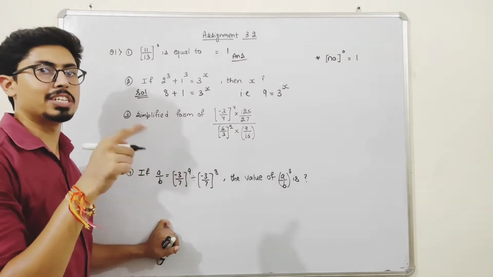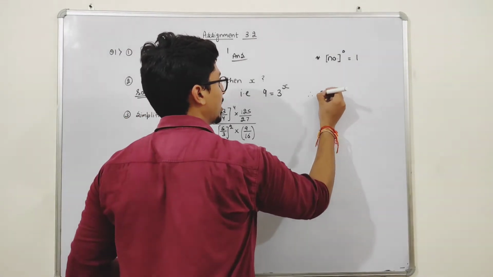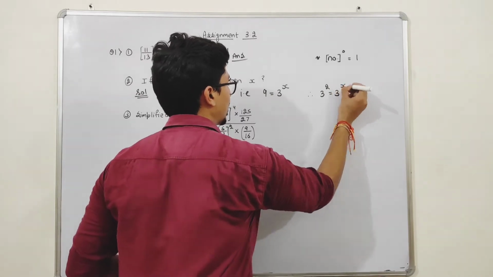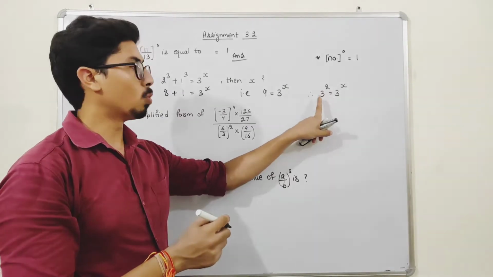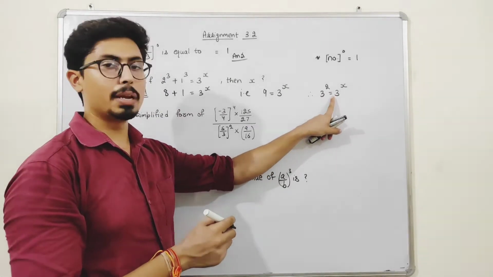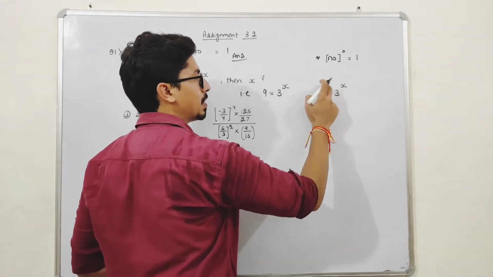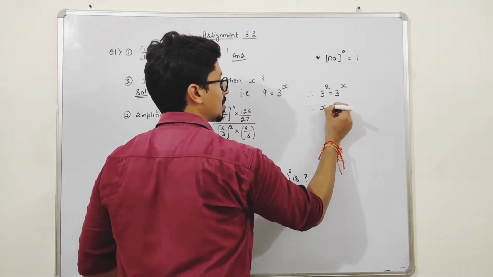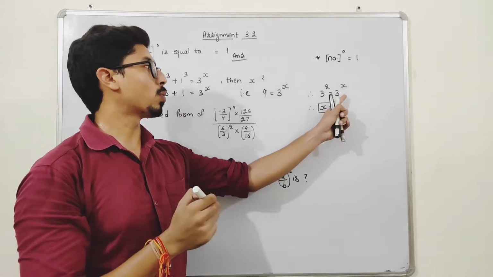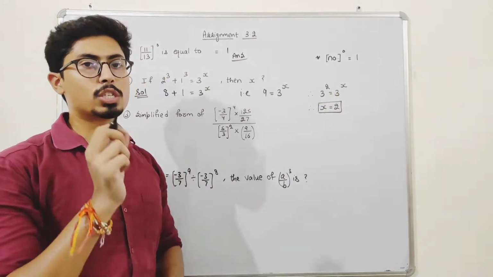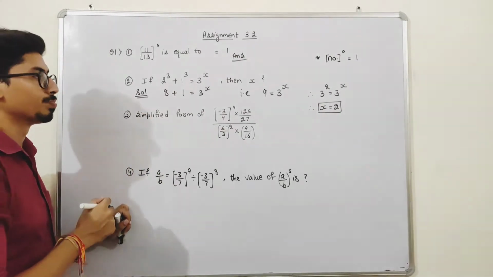9 can be written as 3 square, students. Therefore, 3 square is equal to 3 raised to the power x. See, both the bases are equal and they are on either side of the equal sign, so the powers must be equal. Therefore x is equal to 2. Because both the bases are equal, the powers should be equal. So 2 is equal to x, so the value of x is 2.